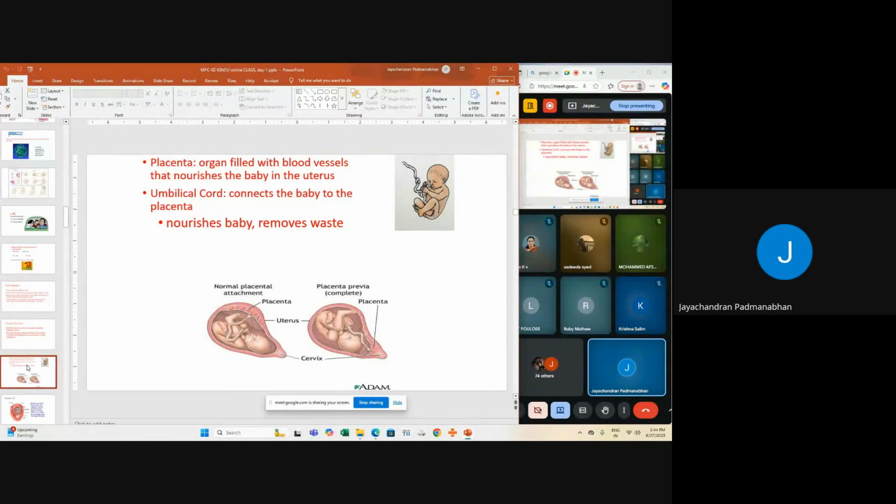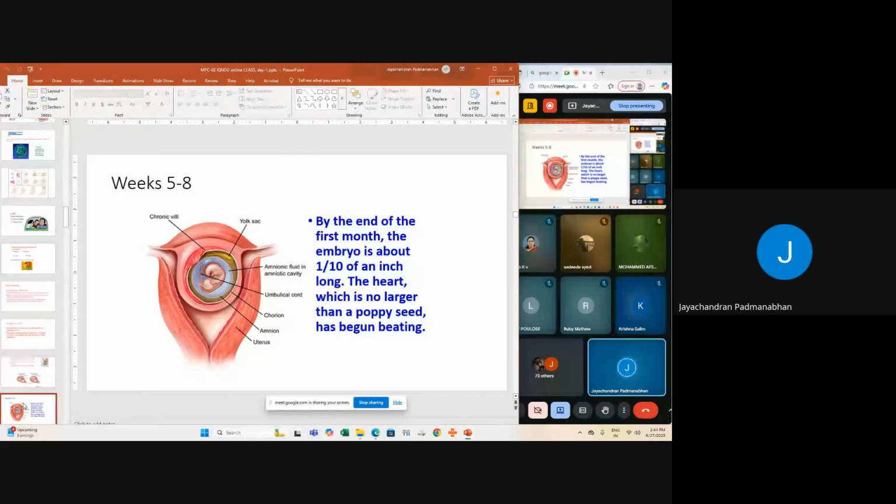So I'm just telling you about till 8 weeks, that's almost 1.5 months. What will be the size of the baby? You may think it's just a fingerful. No, it is just 1/10 of an inch. By the end of the first month, or even up to 1.5 months, the embryo is about 1/10 of an inch long. The heart, which is no longer than a poppy seed, has begun beating.